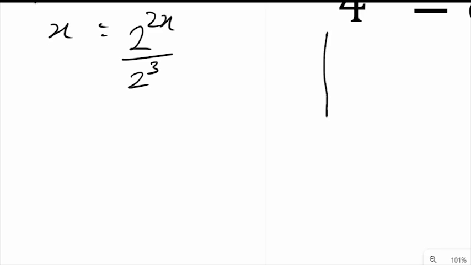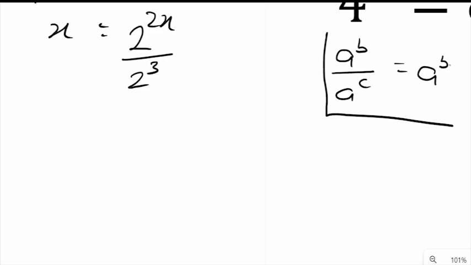So now we know that x equals 2 raised to the power of 2x divided by 2 raised to the power of 3. Now don't forget that one of the laws of indices states that when you have a raised to the power of b divided by a raised to the power of c, this is the same thing as a raised to the power of b minus c.